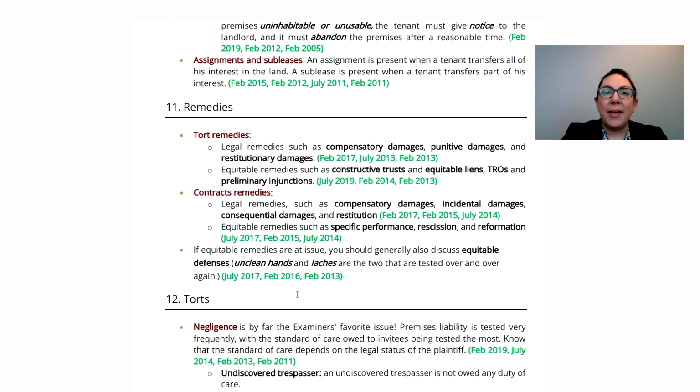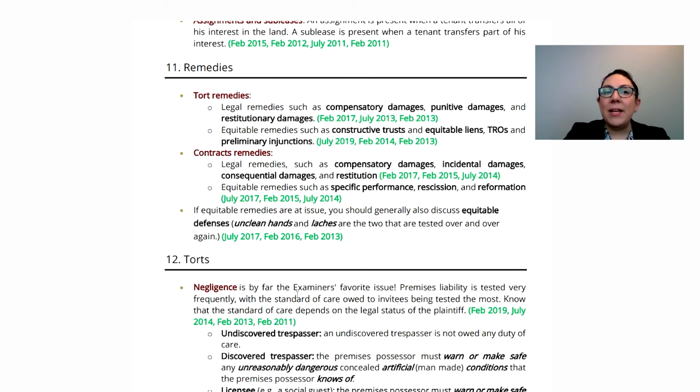Our 11th topic is remedies. Remedies is another one that is commonly crossed over with other subjects. We do see it tested on its own, but we've also seen it many times crossed over. And when they cross it over, it's crossed over with a lot of different things. Sometimes it's crossed over with contracts, sometimes with torts, sometimes with real property. They recently tested it as a crossover with constitutional law. So we kind of see it crossed over with everything.